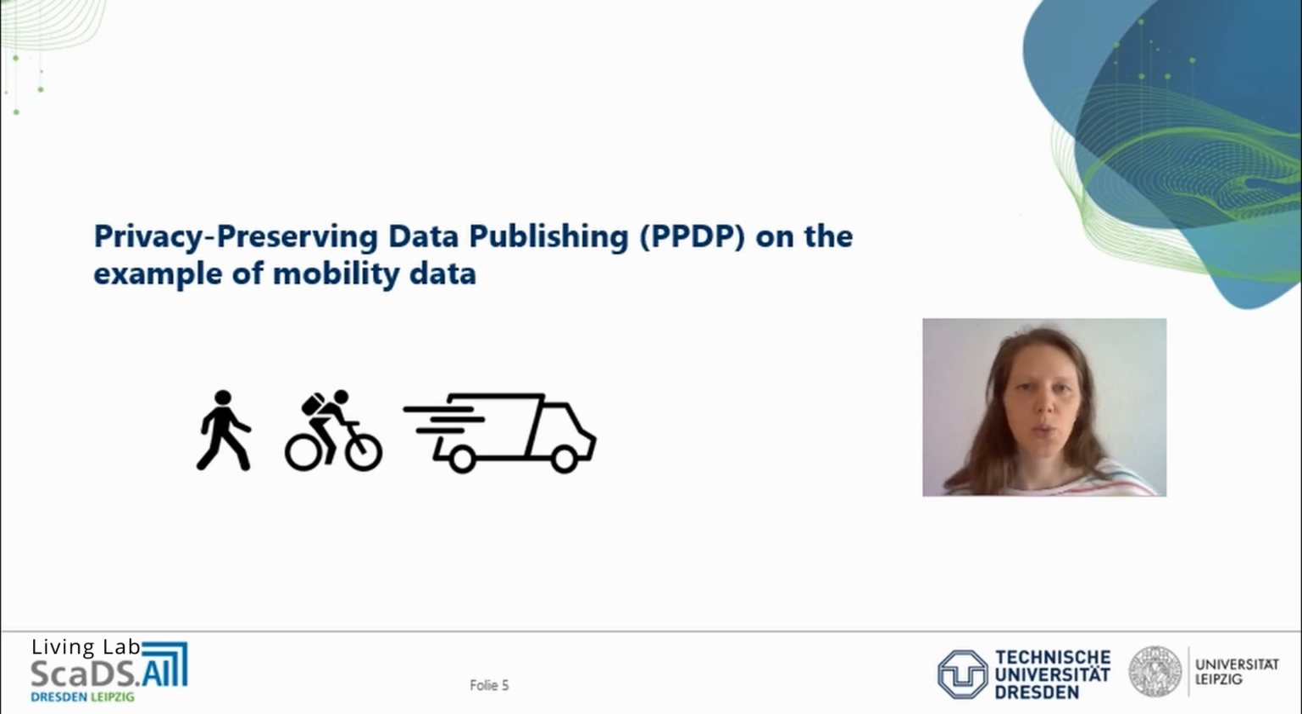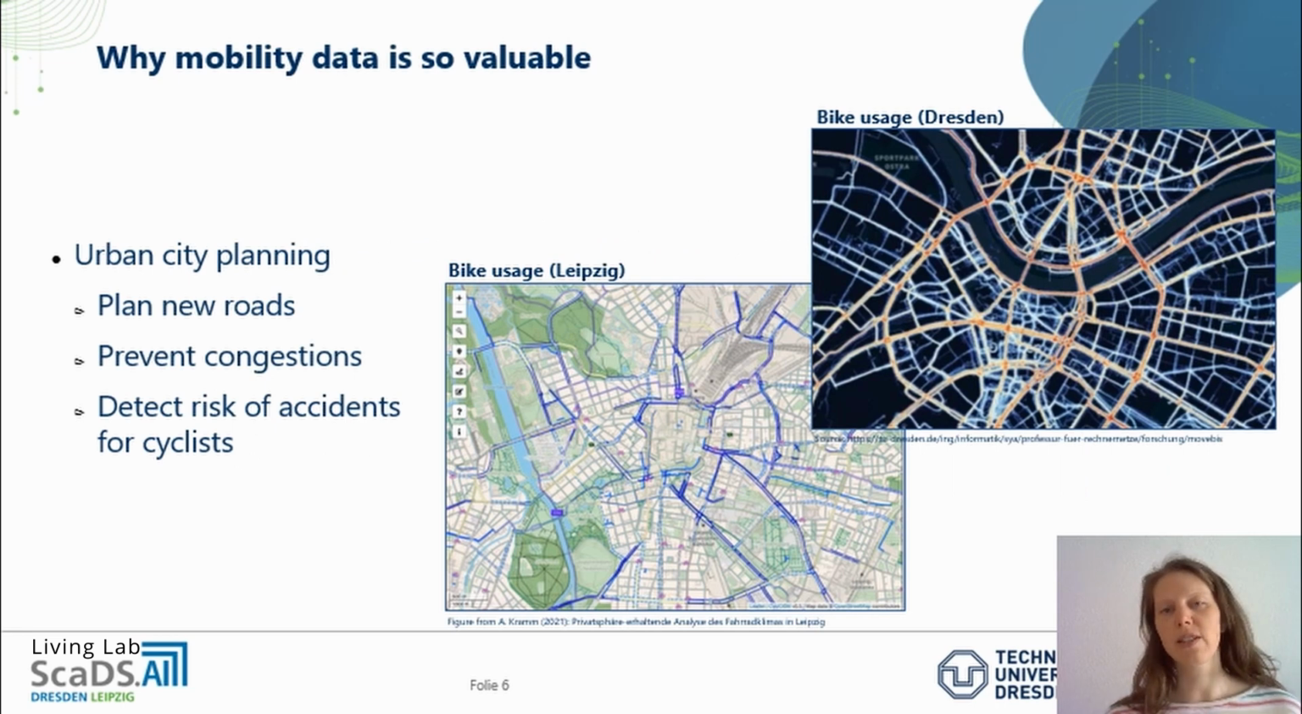I'm going to start with the first topic, privacy preserving data publishing, and I'm going to present it on an example of mobility data. So mobility data is very valuable. It can give us interesting insights into mobility patterns, which we can use, for example, in urban city planning.